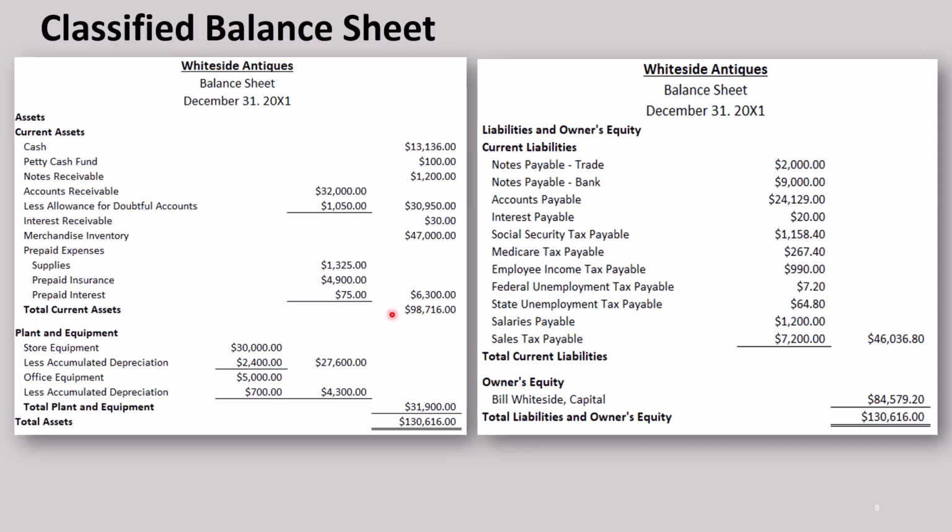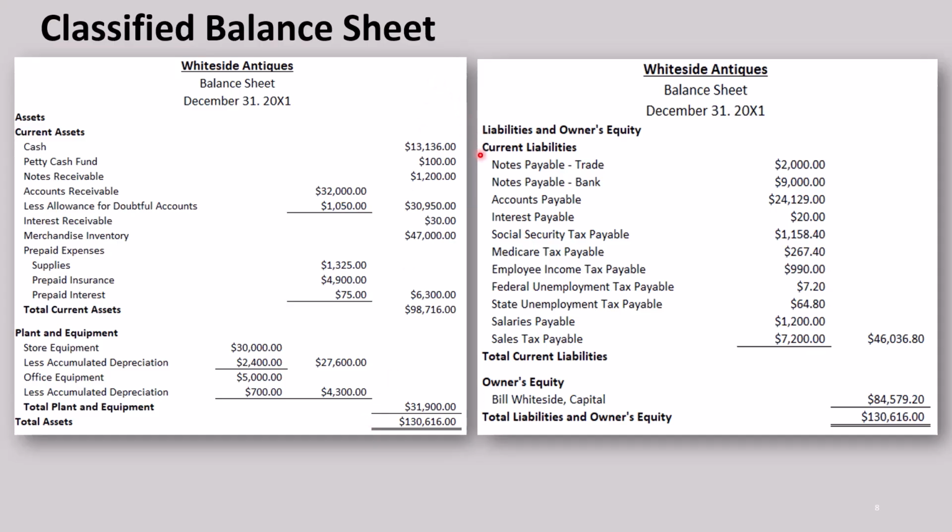Non-current assets or long-term assets consist of plant and equipment. For Whiteside Antiques, they are $31,900. Companies also often use a category called Other Assets, where the company lists assets that don't fit into the other categories. Whiteside Antiques does not have any other assets, which means that current and long-term assets combined equal $130,616.